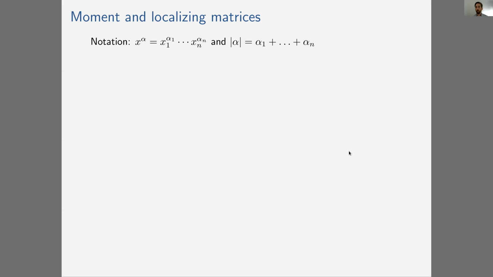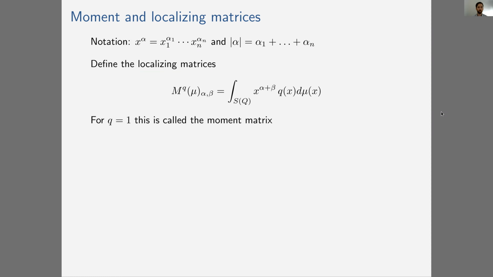Okay, so to set up these moments and the moment hierarchy, we need a little bit of notation. x to the power alpha is just x1 to the power alpha 1, multiplied all the way to xn to the power alpha n. We call alpha an exponent vector, and we use this notation here for the sum of the entries, which is of course the degree of the corresponding monomial.